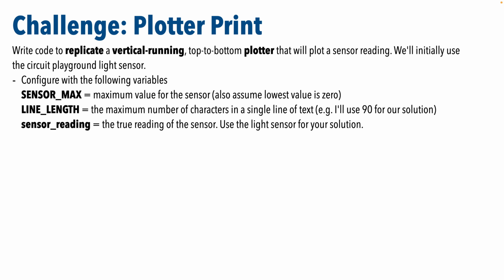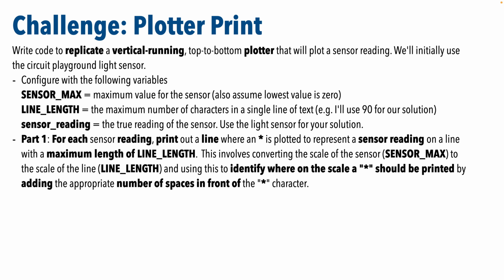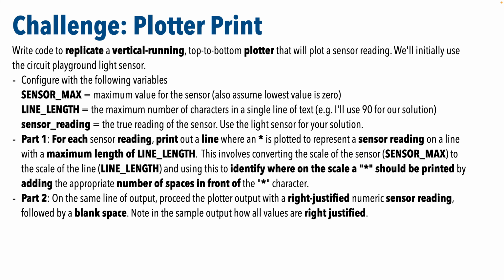Now for each sensor reading, you want to print out a plot line which has the star plotted to represent a sensor reading on a line of maximum character length of line_length. Now this is going to involve converting the scale for the sensor max to the line length and using this to identify where on a line you should print the star, prefaced by a certain number of spaces to calibrate on your new scale.